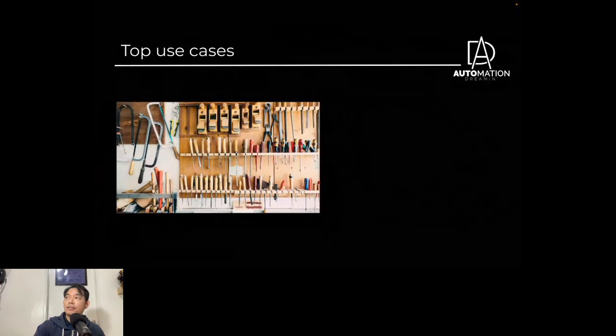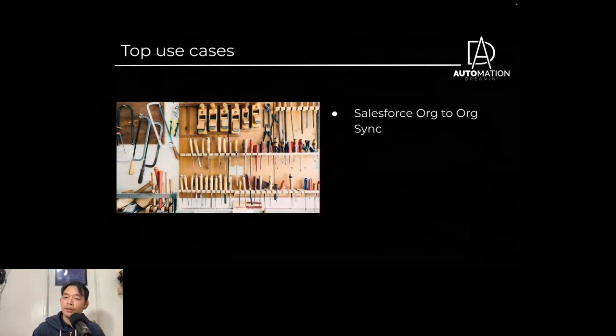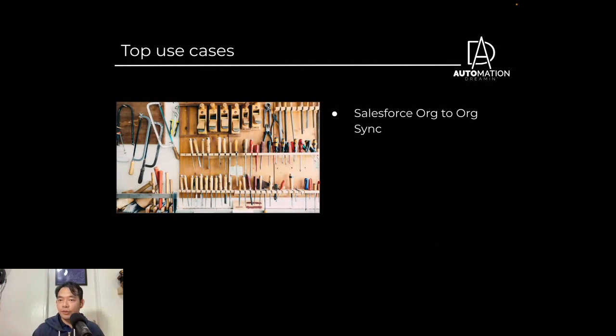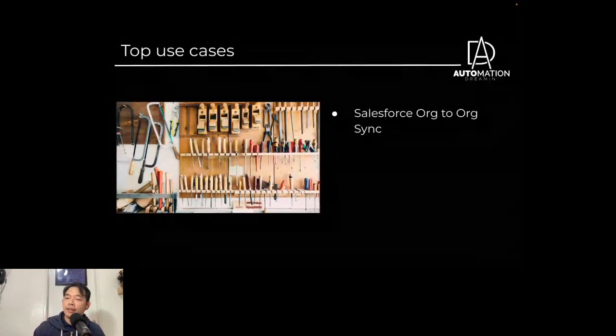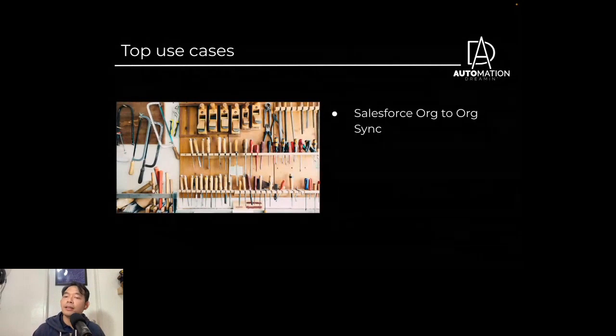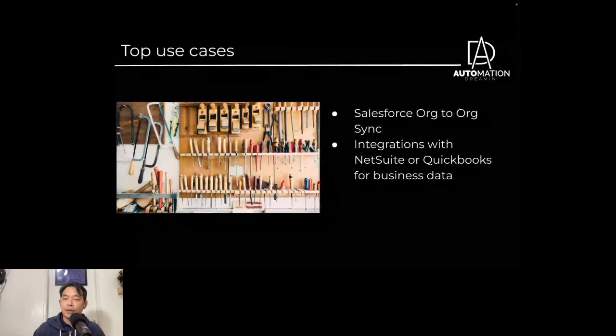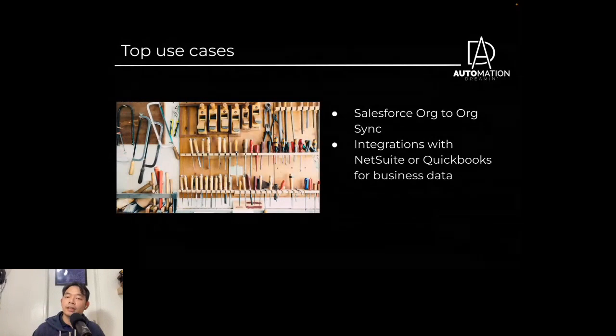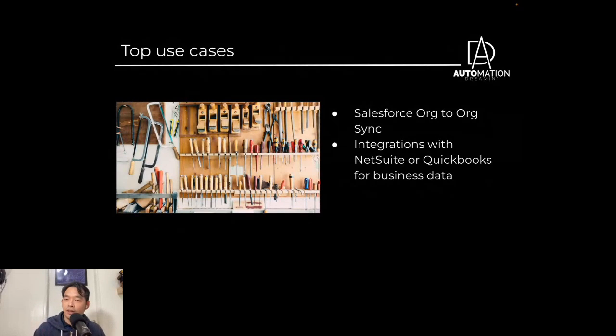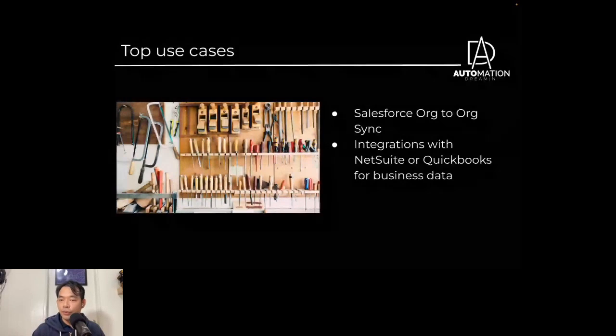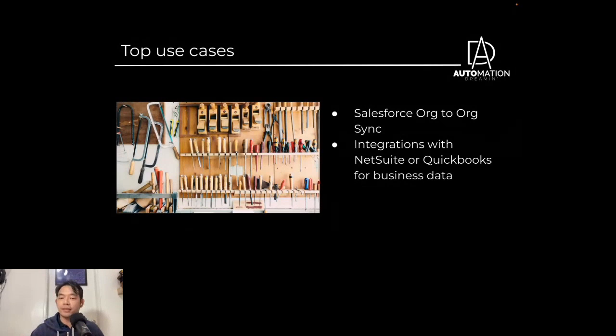With that, some of the top use cases: let's say if we need to integrate between different orgs, it's a tool that you can use. So let's say if you create a new contact here or a new case in one org, you also want to sync that to another org. Those are possibilities. You can also sync, of course, custom objects. And then for business use cases, we're talking about opportunities here. So if we change the stage to closed won, we want to send that data over to a business system like NetSuite or QuickBooks.